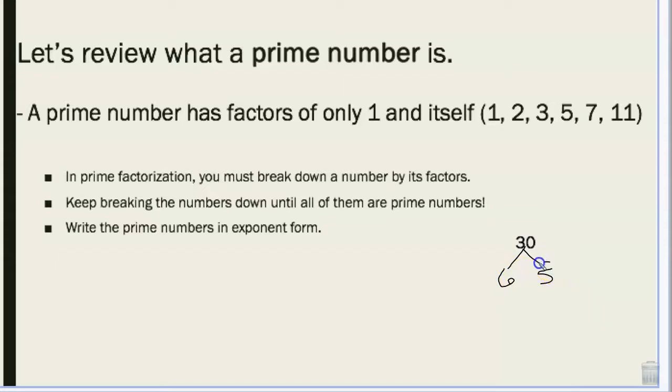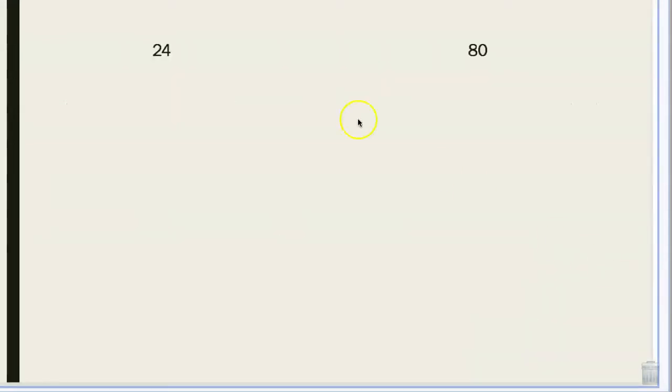Notice that 5 is a prime number. Once I get to a prime number, I can stop that tree limb. I usually circle it just to remind myself that it is a prime. But 6 is not a prime number. I can use 2 and 3 to get to 6, and you notice both of those are prime. So I have 2 times 3 times 5. Okay, let's try 2 more.